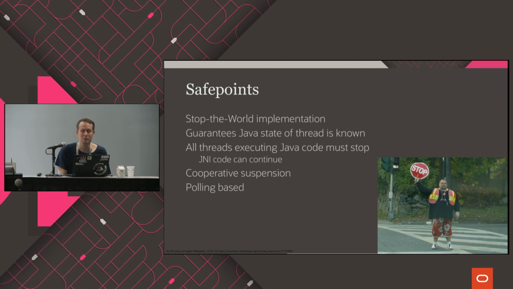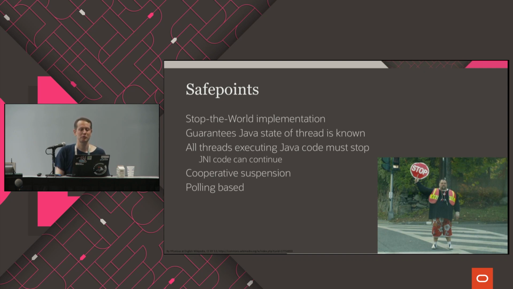So I'll talk about safe points. Just to get an idea of what my audience is, how many people here know what a JVM safe point is? Okay, so maybe about two-thirds of the audience. But for the people that don't, and for the people that do, to review, just to make sure we're all on the same page.